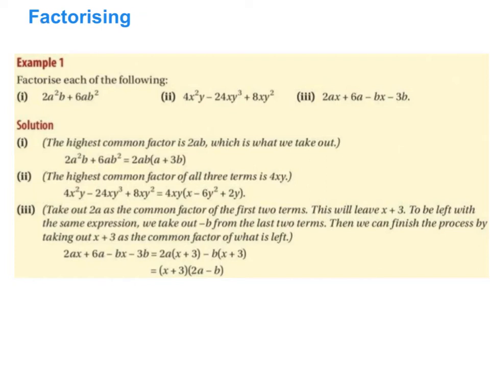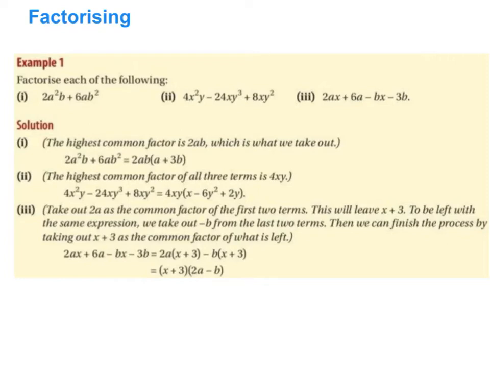Factorizing. Factorize each of the following. 2a squared b plus 6ab squared, 4x squared y minus 24xy cubed plus 8xy squared, 2ax plus 6a minus bx minus 3b.